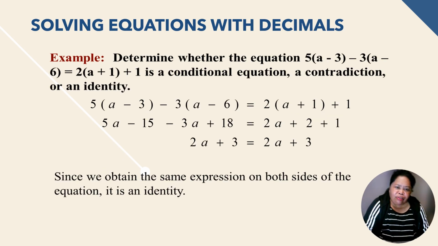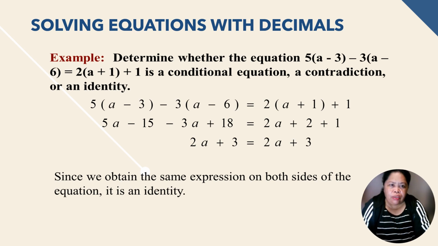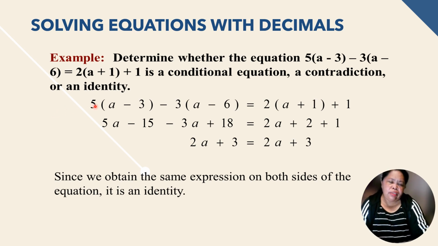Next, let's continue. Okay. We have here solving equations with decimals. Determine whether the equation 5 times (a minus 3) minus 3 times (a minus 6) equals 2 times (a plus 1) plus 1 is a conditional equation, a contradiction, or an identity.